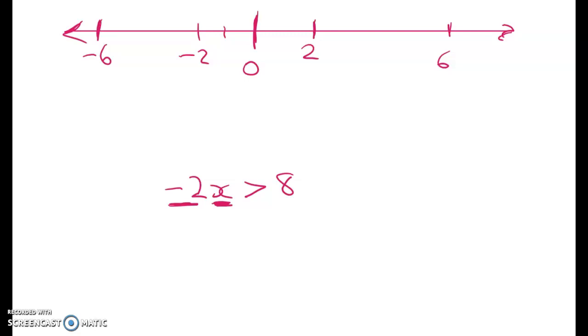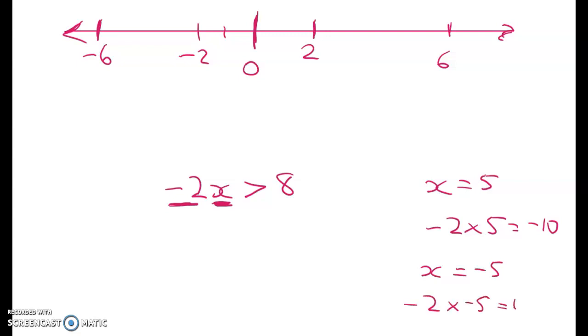If I put in x equals 5, that's going to give me on the left-hand side -2 times 5, which is -10, which is not bigger than 8. So that's clearly not going to work. What if we've got x equals -5? Well, that will work because -2 times -5 is going to give me +10, which is bigger than 8.